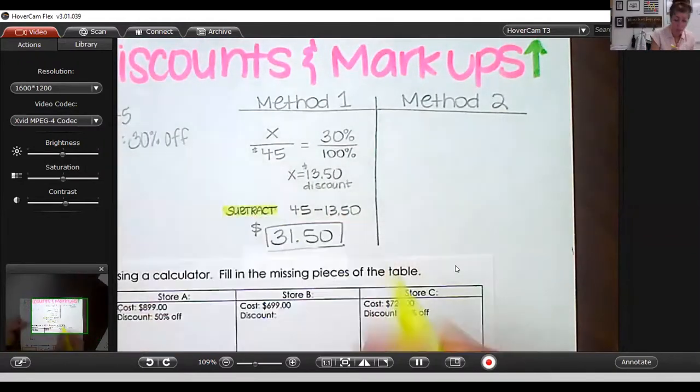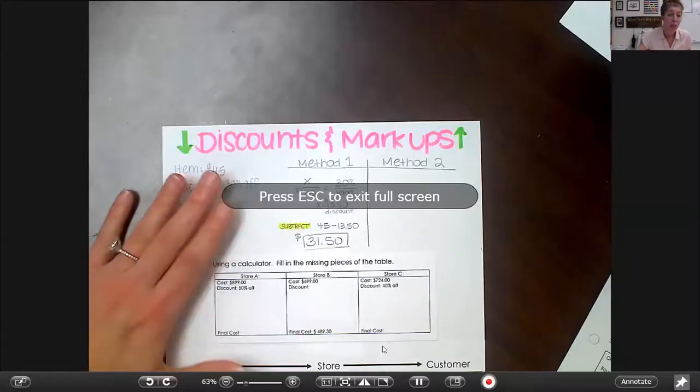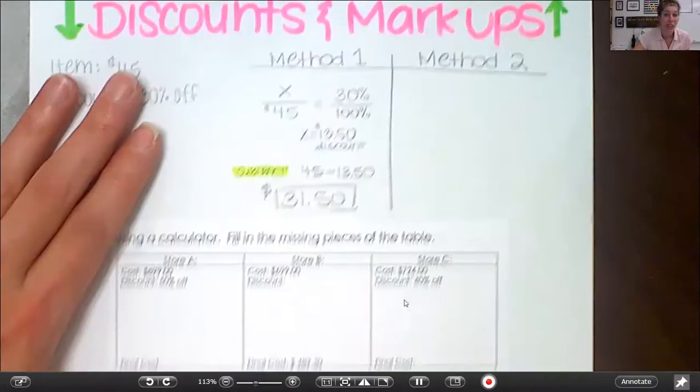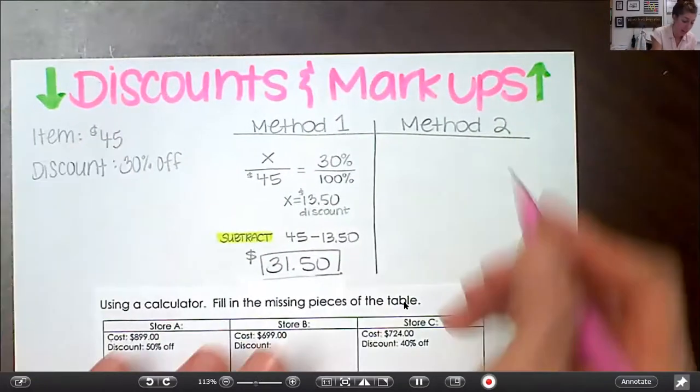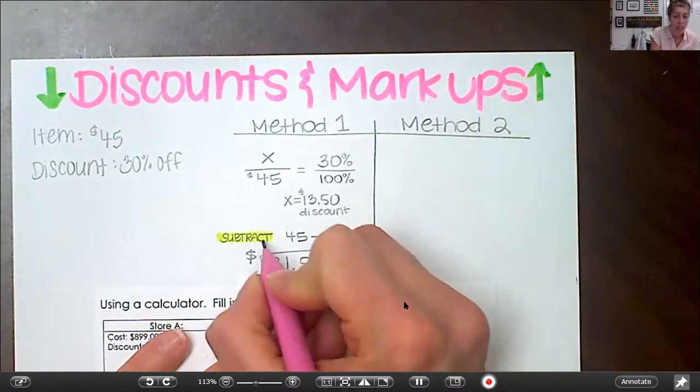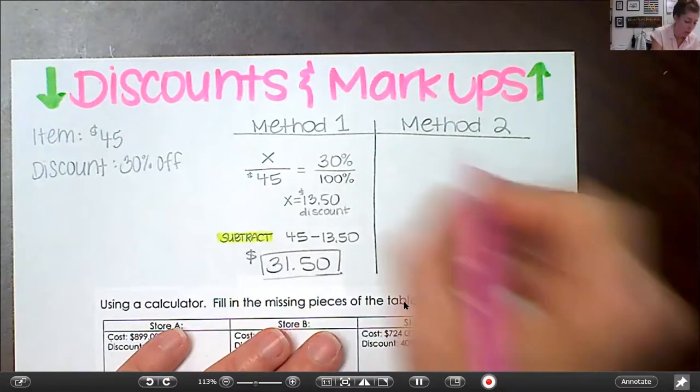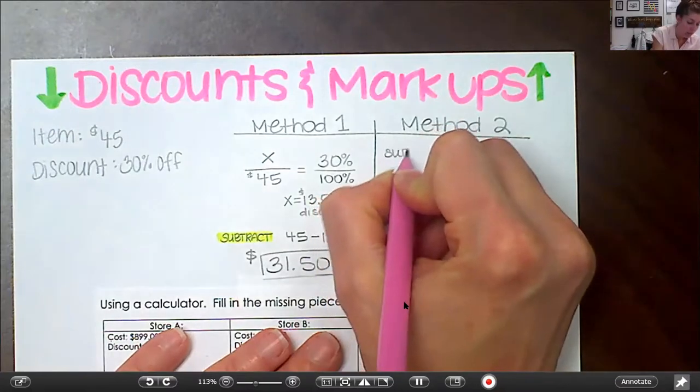That's method number 1. Again, very similar to what we did the other day. Method 2, I consider this actually a shortcut technique. So instead of subtracting at the end, I'm going to be a little bit proactive and I'm going to subtract in the beginning.